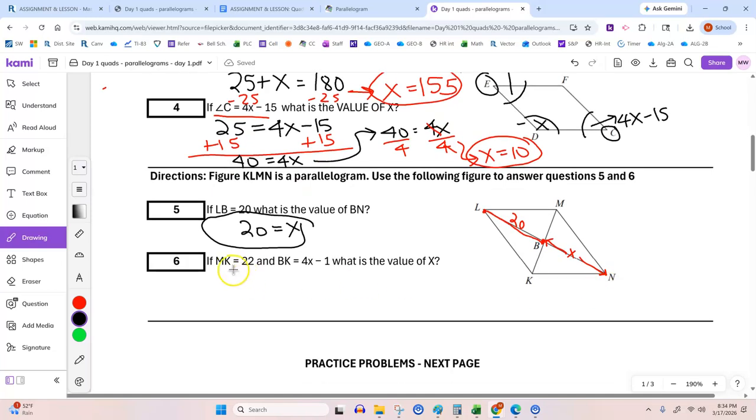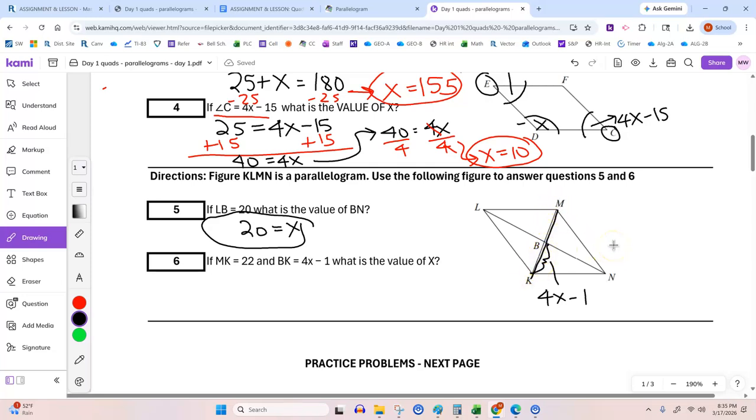Okay, now we're going to get MK is equal to 22. So let me see. I'm going to go ahead and erase. Okay, so they're saying the whole thing, MK all the way from here to here, is equal to 22. And then they're saying BK, which is from here to here, this is 4x minus 1. Okay, well, what do we know? We know that this part is half of the whole thing. So this is equal to this.